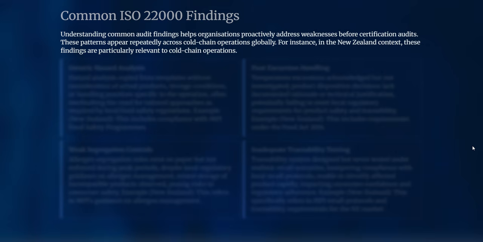All right? Now, let's look at the common findings that you should avoid for ISO 22000. Understanding these common audit findings will help your organizations proactively address weaknesses before certification audits. And these patterns appear repeatedly across cold chain operations globally. Okay?